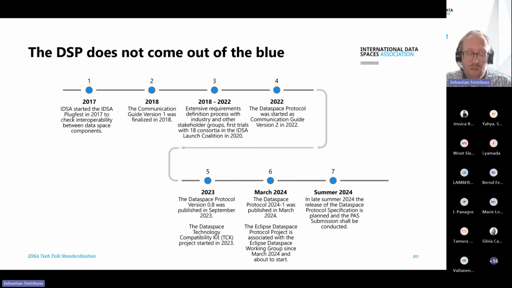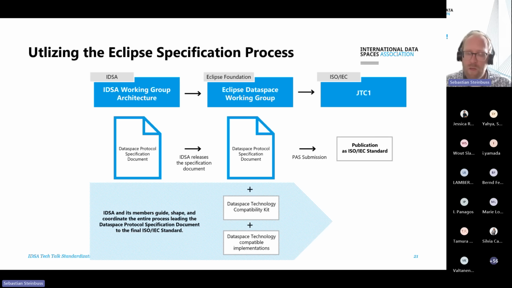And now we're moving it to the Eclipse Foundation to make it an Eclipse project, because what we want to achieve is that we are following this Eclipse specification project with the specification document that we as IDSA with our members have created as a good and stable specification. But IDSA does not write code. What we need now is a testing suite, a TCK, a technology compatibility kit.